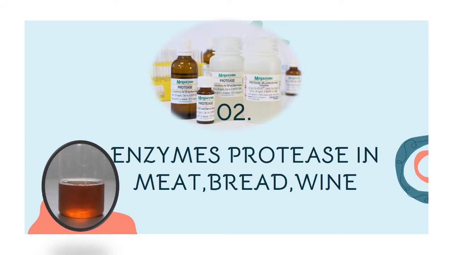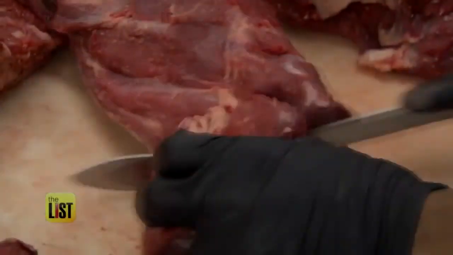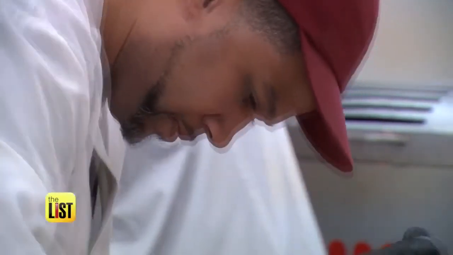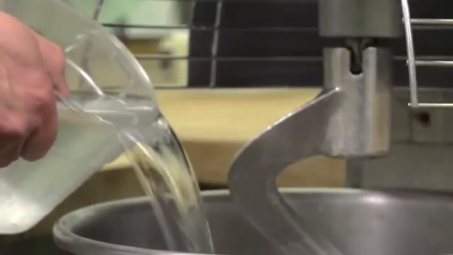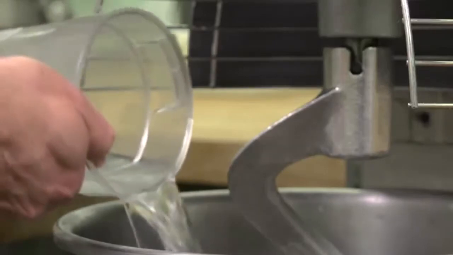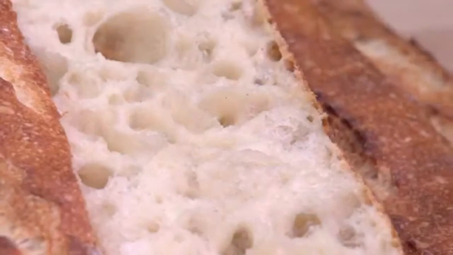Second, enzyme protease in meat, bread, and wine. Meat tenderization: exogenous proteases such as collagenase and thermophilic protease from Bacillus strains are being used commercially to improve tenderness of the meat. In the baking industry, protease has been used to degrade and decrease the gluten content in bakery production, where Aspergillus oryzae has been successfully used to improve the functional properties of the wheat gluten to generate a bread loaf with better texture and crust color.